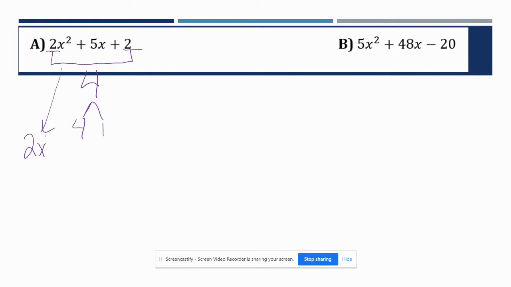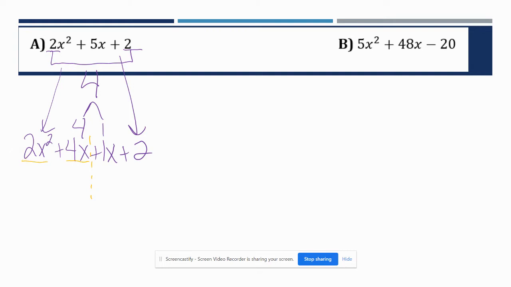Bring down our first term. We have 2x squared. This is a positive 4, so plus 4x. A positive 1, so plus 1x. Bring down that last term. We now have 4 terms. 4 terms means we split this in half and finish our factoring using factor by grouping.